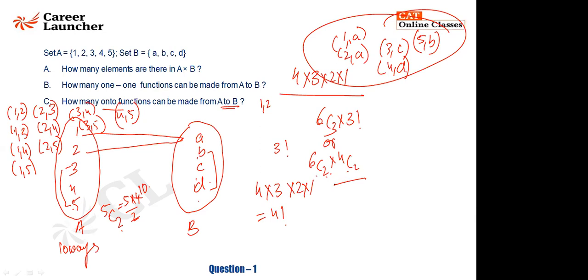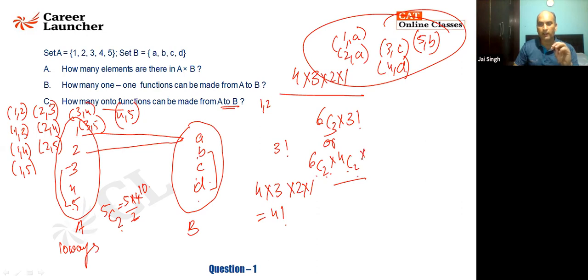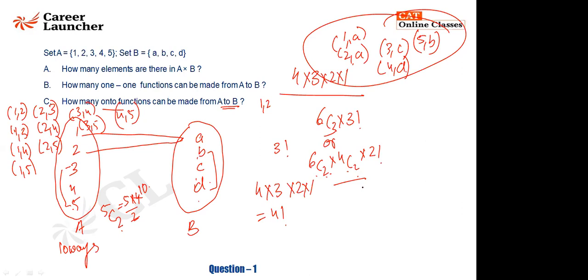ठीक है. यहां पर 6 में से 2 कनेक्टेड हुई है, 4 में से 2 कनेक्टेड हुई है, बाकी 2 factorial. ठीक है. ओके सर. Is it clear?